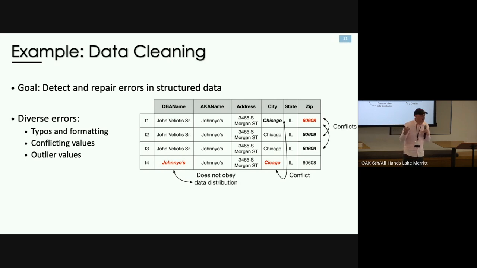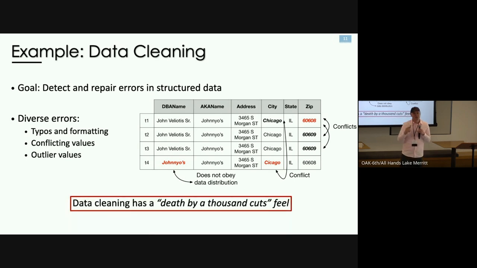There are obvious typos. You know, Chicago minus an H is probably still Chicago. There's probably not a city that looks like that, okay? There's weird things about the data distribution. My point is every one of those things, you're like, yeah, that seems pretty easy. But the reason this problem was hard and people spend so much money on it is it's just this death by a thousand cuts feel. There's hundreds and thousands of these instances, right?